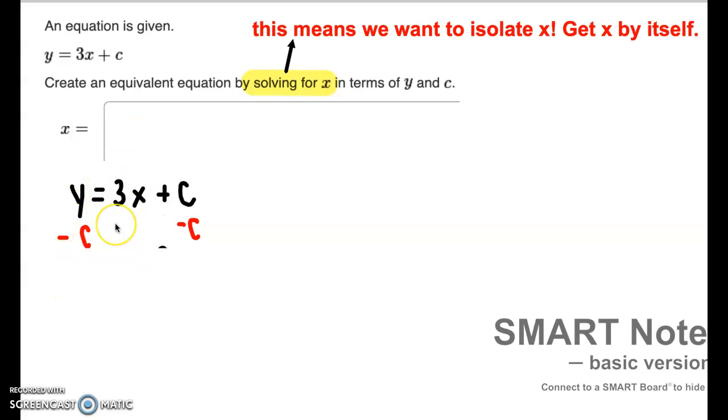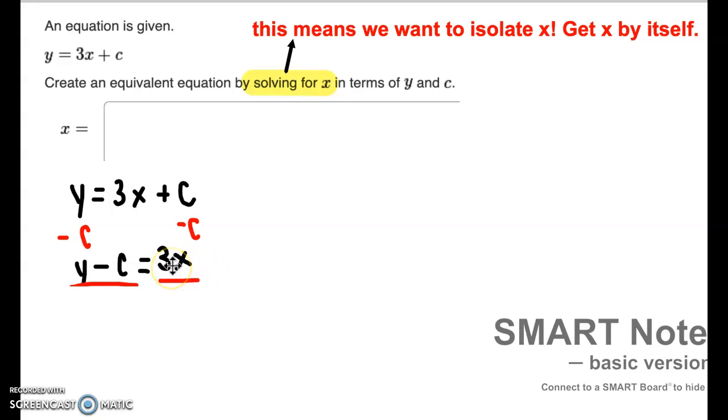Now on the left here, this is where it sometimes gets a little tricky with literal equations and all these variables. We have y minus c. And you might be thinking, well, how am I going to do y minus c? Well, remember, y and c are just variables. They represent unknown quantities. So to do y minus c, we're literally just going to write down y minus c. We're going to take the variable y, subtract c from it, equals 3x.